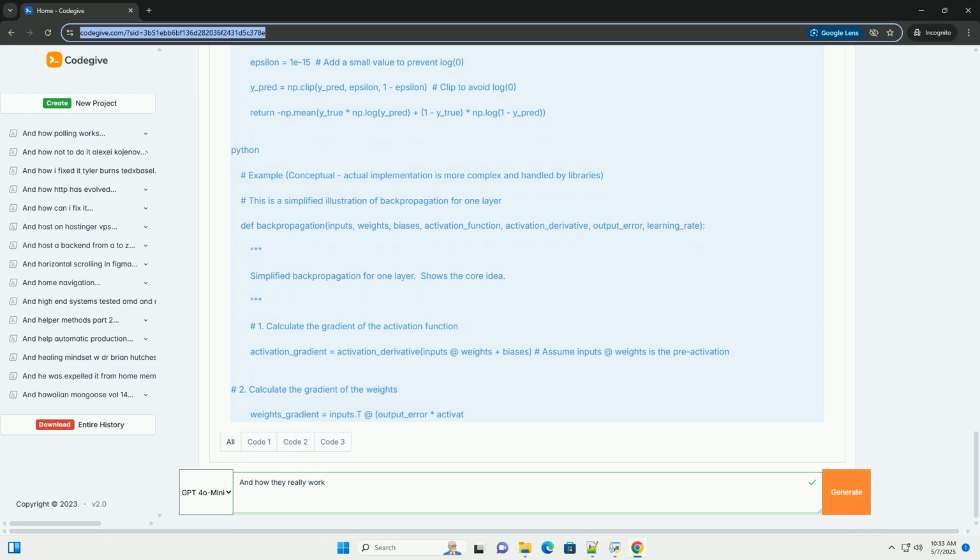4. Training process. Forward pass. Input data is fed through the network to generate a prediction. Loss calculation. The loss function is calculated to measure the error between the prediction and the target value.